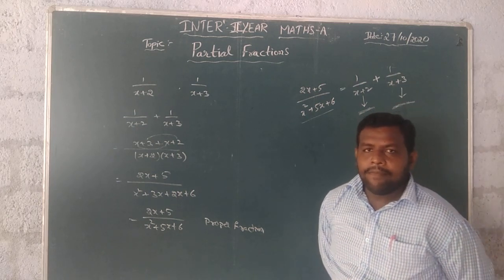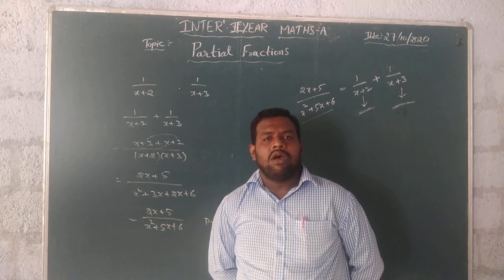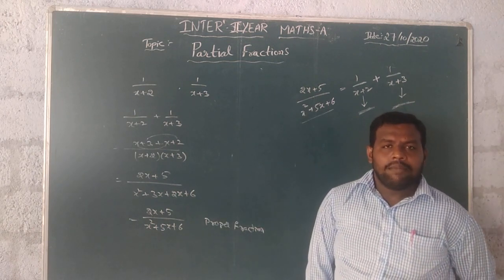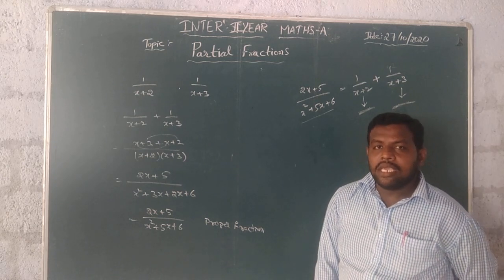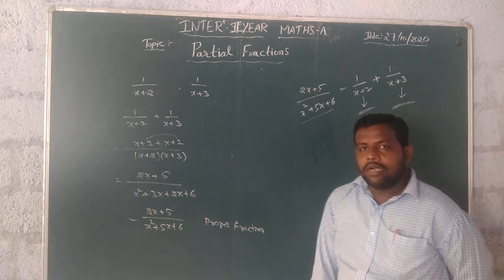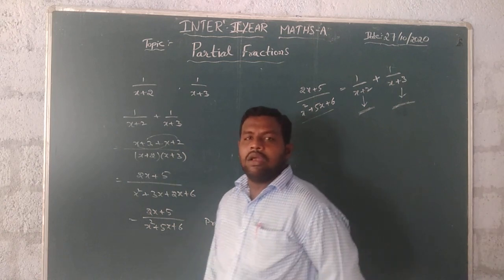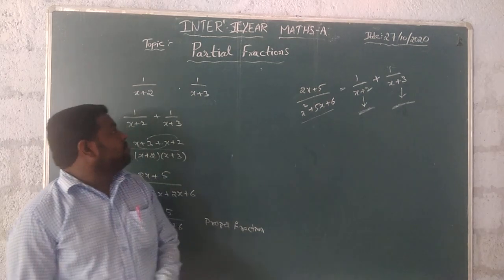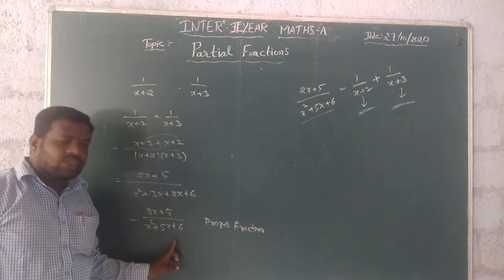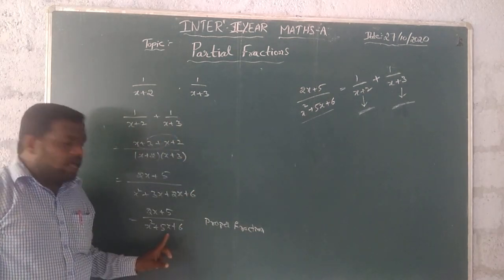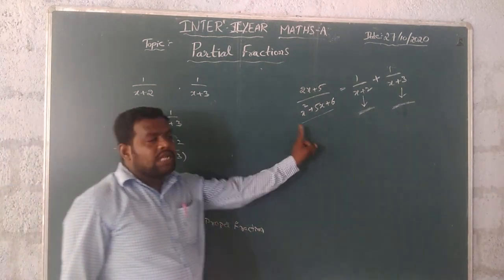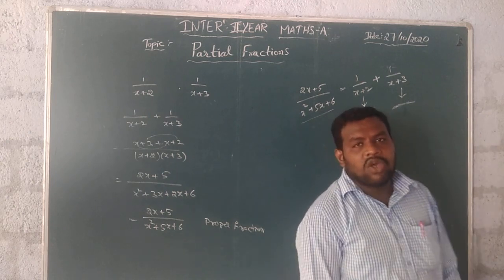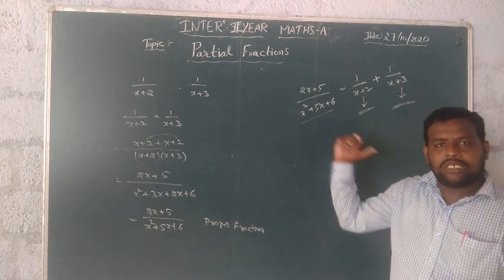Proper means the degree of f(x) is always less than the degree of g(x). Then the fraction is called a proper fraction. Otherwise, improper. Otherwise means the degree of f(x) is greater than or equal to the degree of g(x). So the sum of proper fractions is also a proper fraction. So a proper fraction can be expressed as a sum of two or more proper fractions. Each fraction is called a partial fraction.